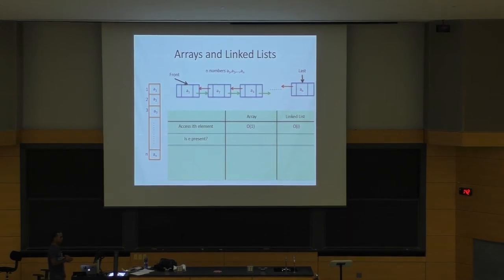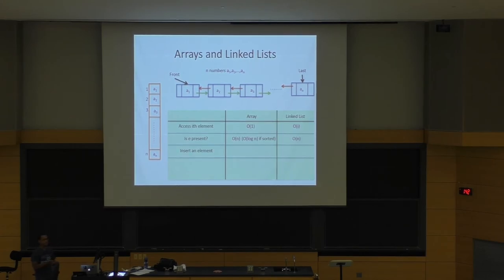If I want to check whether a number e is present in the array, how much time would it take? Big O of n. If it were sorted, you can do log n because then you can do binary search. How much time in a linked list? In the worst case, it's big O of n, because you have to walk through the entire list.